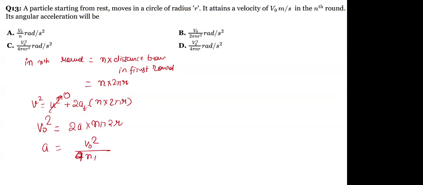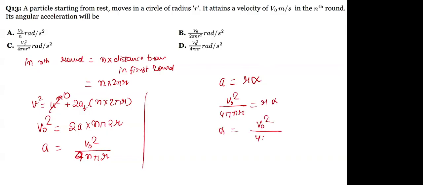Now we know that the relation between acceleration and angular acceleration is r into alpha. Put down the value here. So acceleration v naught square upon 4 pi n r is equal to r alpha. So alpha will become v naught square upon 4 pi n r square. This is the correct answer, so option C is the correct one.